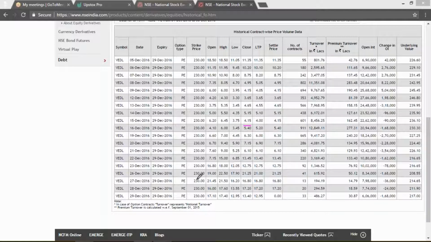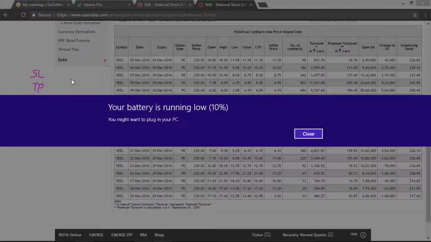30% of 5.4, 60% of 5.4. Can you do the calculation quickly? How much is your stop loss and how much is your take profit? What is 30% of 5.4? 3.70 stop loss.